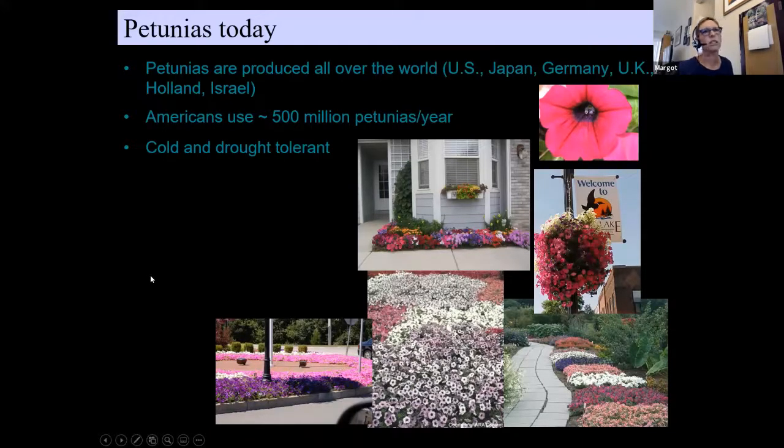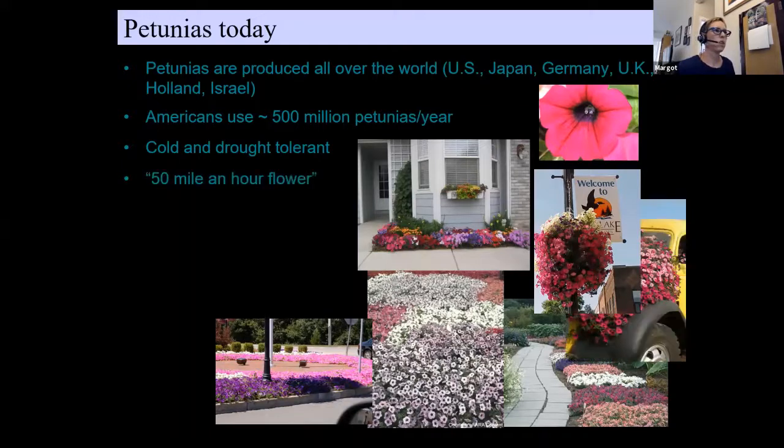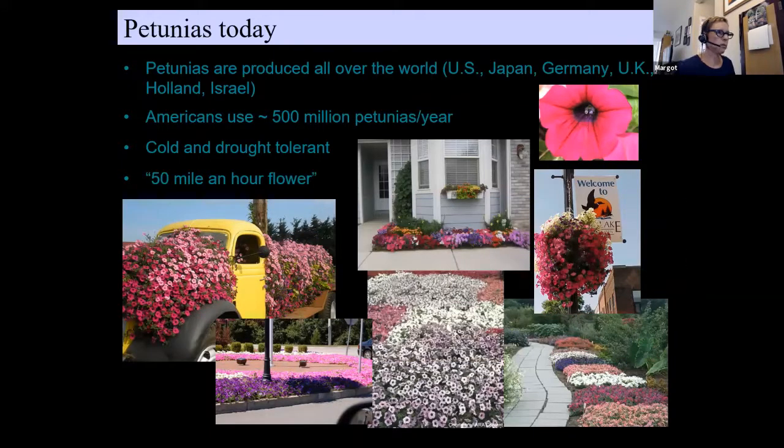They're cold tolerant, they're drought tolerant. The newer varieties are really rain tolerant, so they can be rained on and they'll kind of pop back and look all happy and fresh again. One of my graduate school advisors used to call them the 50-mile-an-hour flower, because as you're driving along at 50 miles an hour, you still see them because they're prolific bloomers and they're bright colors, and they're just a great plant for a lot of reasons. I like them because of the research I've gotten to do with them.